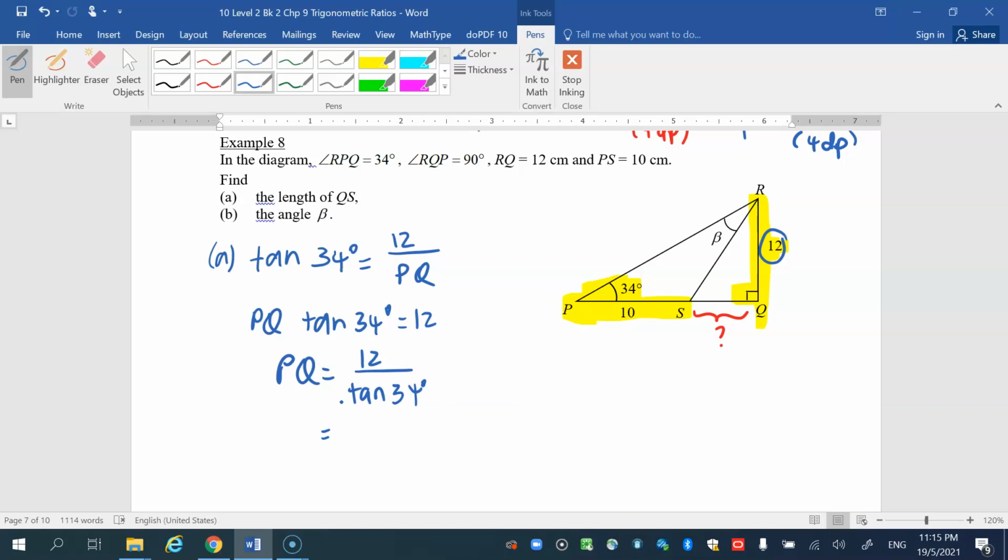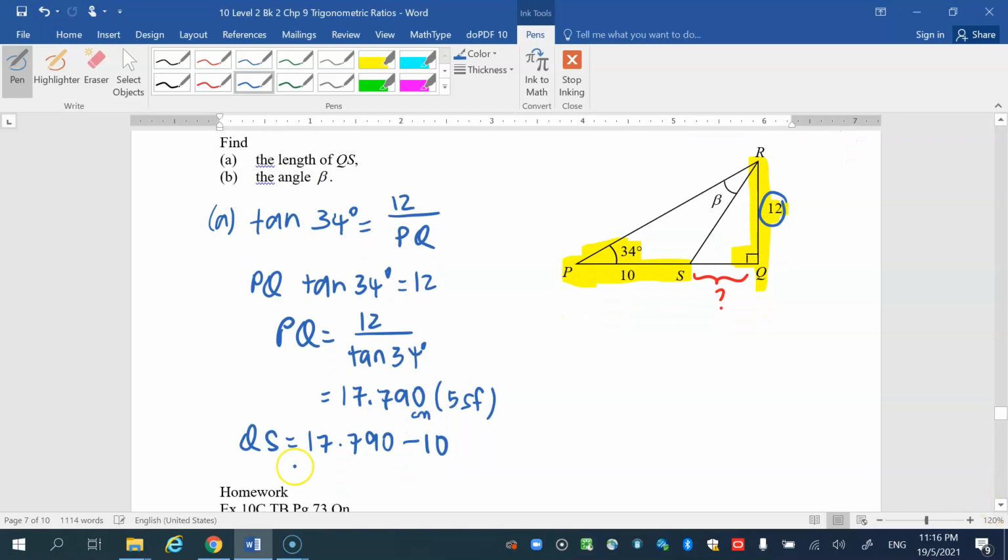I will get 17.7907. Okay, so this is not my final answer yet. So once again, I will write it to more than 3 SF. 17.790. Maybe I write it to 5 SF. And then I want to find QS, right? So I just have to take 17.790 and subtract away 10. Must write units, cm. So minus 10, I will get 7.79 cm. Lengths must be given to 3 SF for the final answer. So remember angles are to 1 decimal place and lengths are to 3 SF. So the answer is 7.79 for QS.